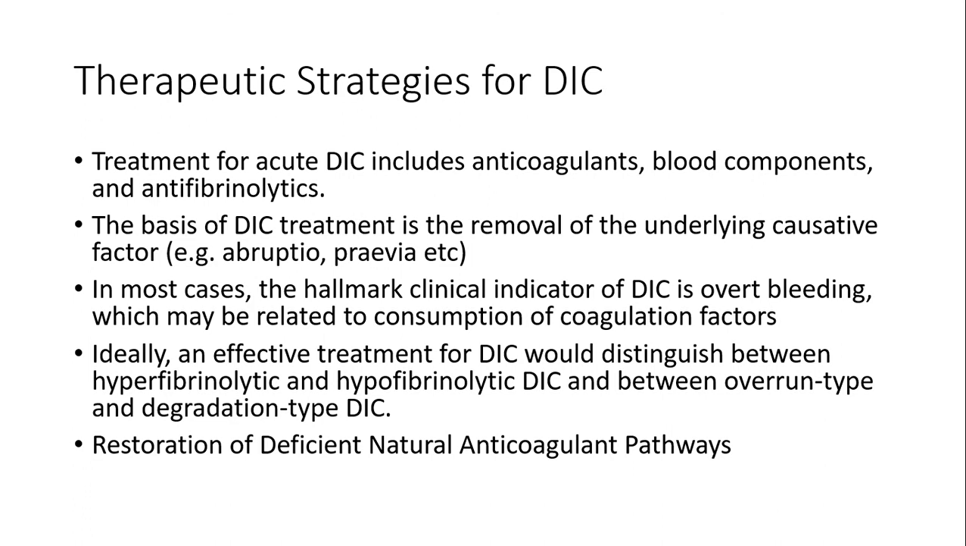Treatment of acute DIC includes anticoagulants, blood components, and antifibrinolytics. The basis of DIC treatment is the removal of the underlying causative factor, for example, uterine atony or abruptio of placenta. In most cases, the hallmark clinical indicator of DIC is overt bleeding, which may be related to consumption of coagulation factors. Ideally, an effective treatment for DIC would distinguish between hyperfibrinolytic and hypofibrinolytic DIC, and between overrun type and degradation type DIC.